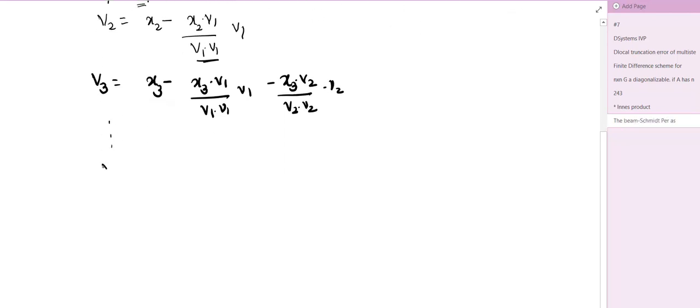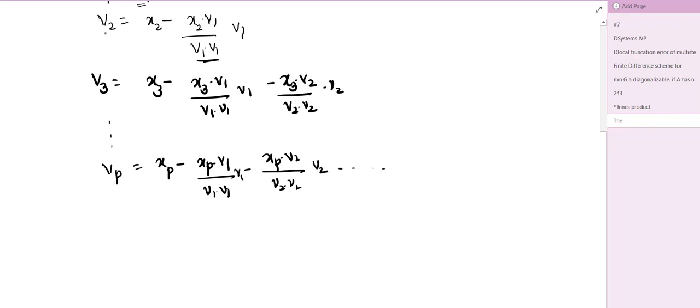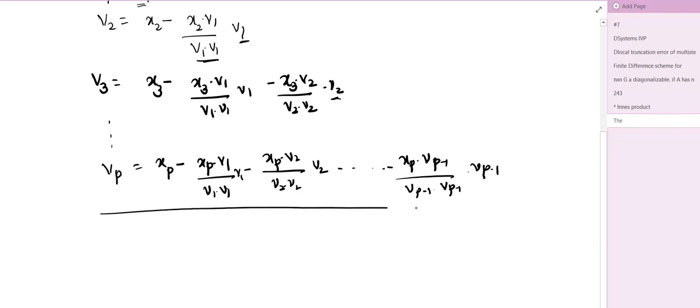If you continue up to say vp, then vp you can take as xp minus xp dot v1 upon v1 dot v1 into v1, minus xp dot v2 upon v2 dot v2 into v2. Okay, so this you have to continue. If it is v2 you stop at v1, if it is v3 you stop at v2, and if it is vp you go one less than that, minus xp dot v(p-1) upon v(p-1) dot v(p-1) into v(p-1). So this is the algorithm to produce the orthogonal basis.